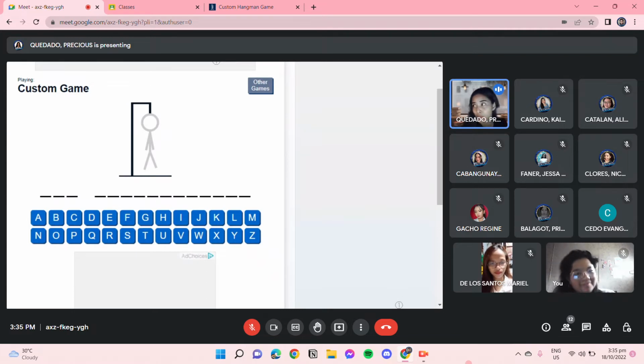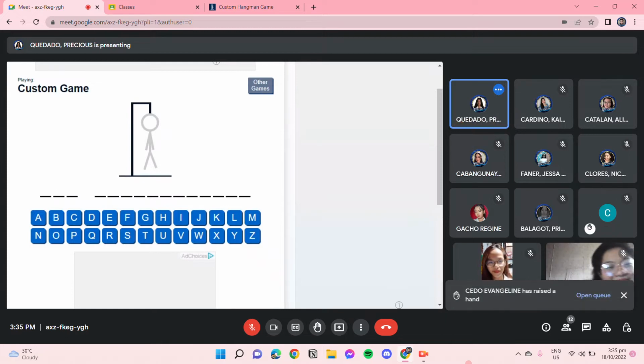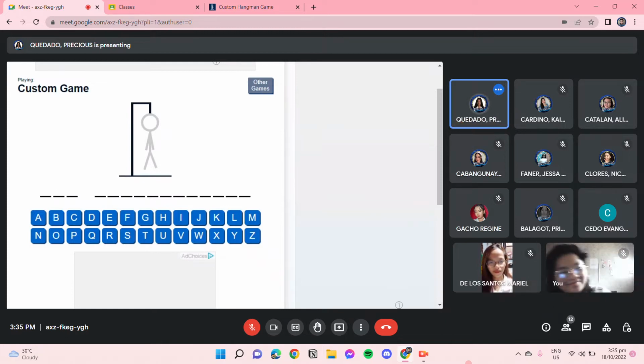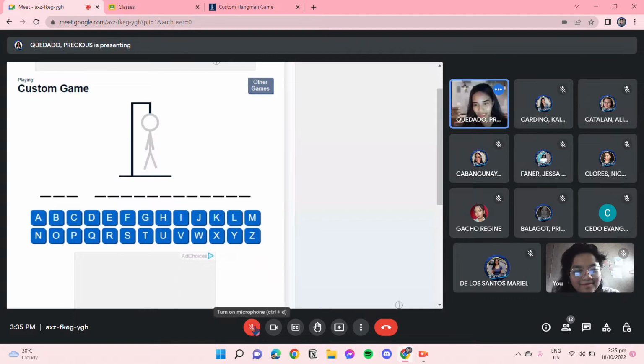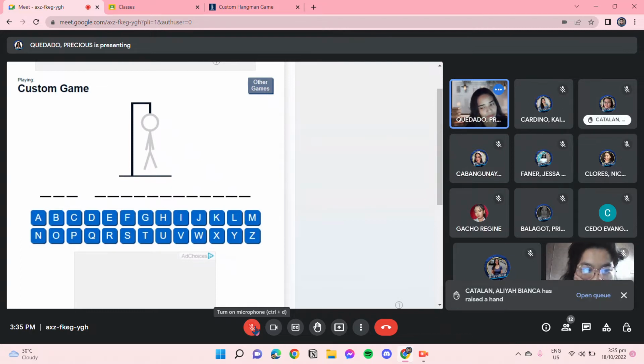Any volunteers for the first word? You guys can still hear me, right? Oh yes, Miss Catalan. Let's start with Catalan. Starting point, Miss Catalan, yes, you have 6 points. So let me have your first guess.